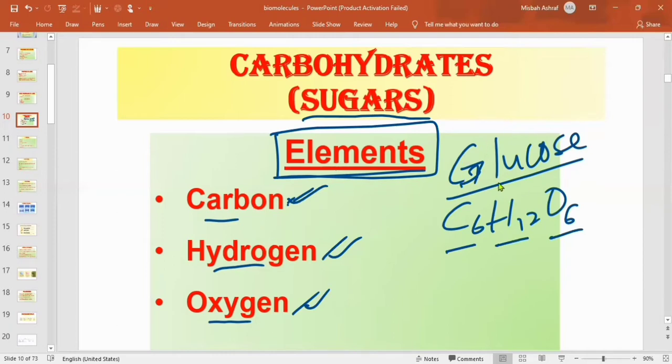It's not the glucose. These elements combine to form the glucose, which is the smallest carbohydrate, and then these glucose molecules join with one another and they form other complex carbohydrates, right? So if they ask you which elements are present, do not write down glucose. Glucose is the smallest unit or monomer, right? It is made up of carbon, hydrogen, and oxygen.